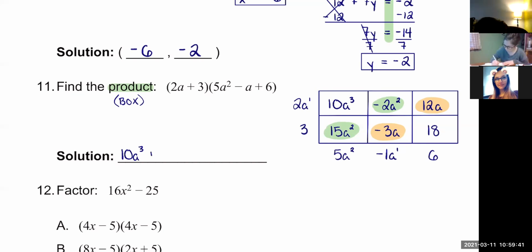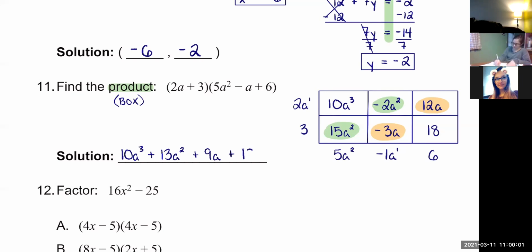I'm glad you didn't touch the exponents. When we're talking like terms, exponents do not change. So we get 13a squared. What about the negative 3a and positive 12a? They give us a positive 9a. And then the 18 is just 18.